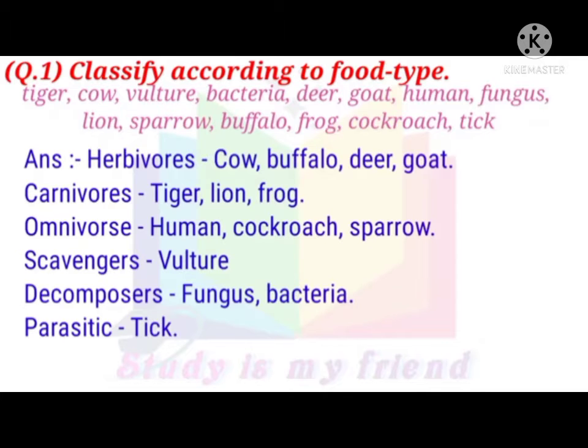Carnivores: tiger, lion, frog. Omnivores: human, cockroach, sparrow. Scavengers: vulture. Decomposers: fungus, bacteria. Parasitic: tick.